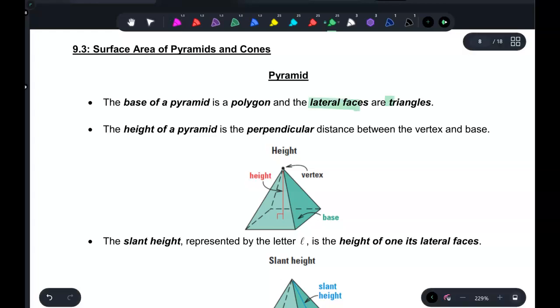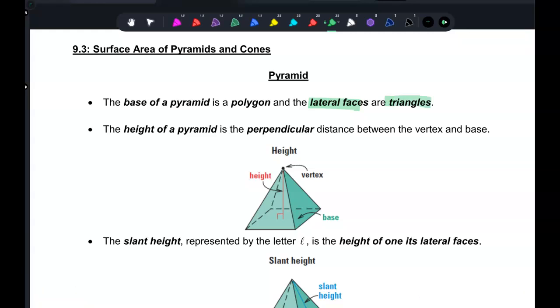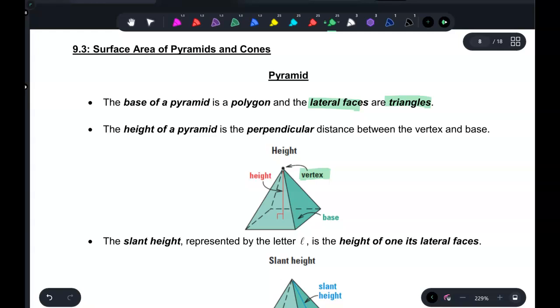The lateral faces, these are all triangles. So that's what makes it different. These are all triangles, whereas the prism, all the other sides around are rectangles. Okay, see the difference? How do we know they're triangles? So they have to come to a point, right? That's what makes it different. And that point where they all come together, that's the vertex.